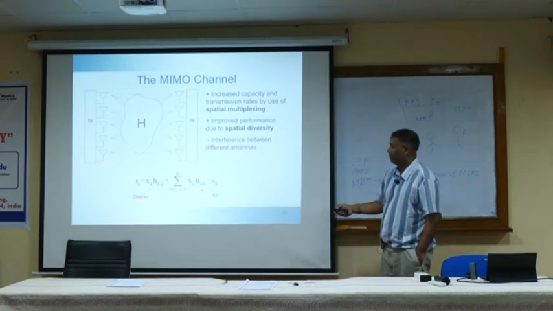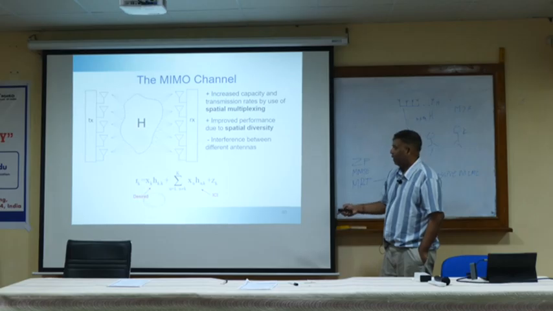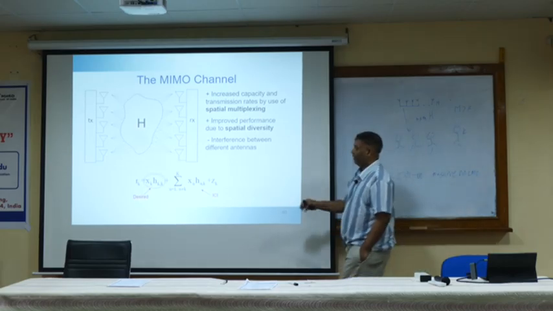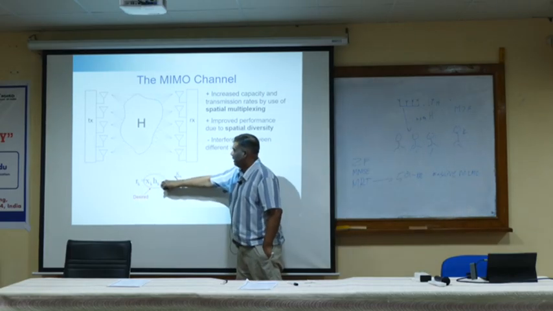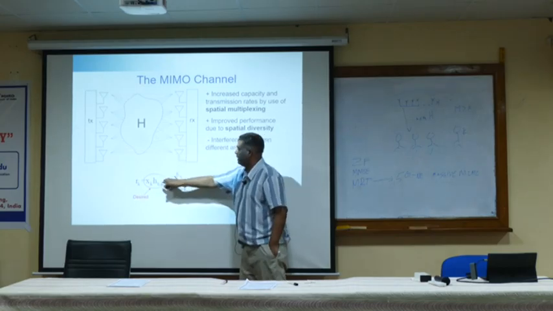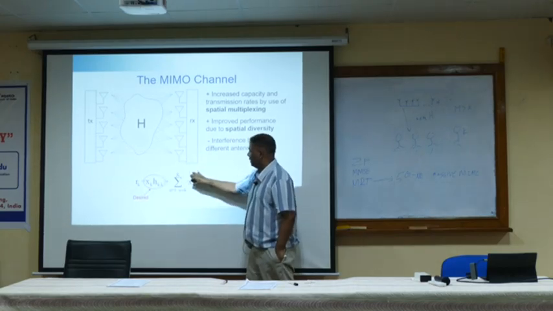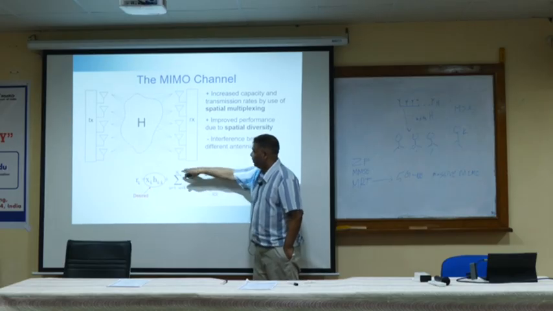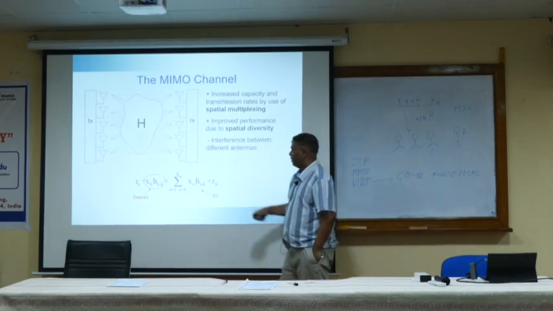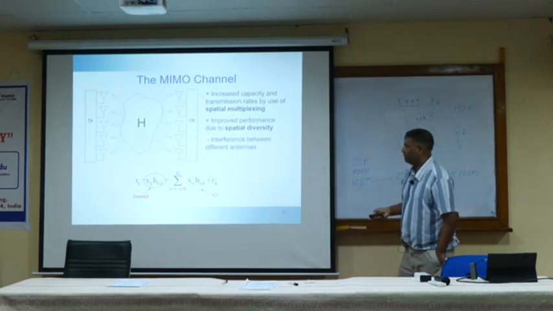So this is the desired signal for the kth user. He is interested in his own information, the desired signal. All other users' information from the downlink, from the base station to the others, is considered as interference.